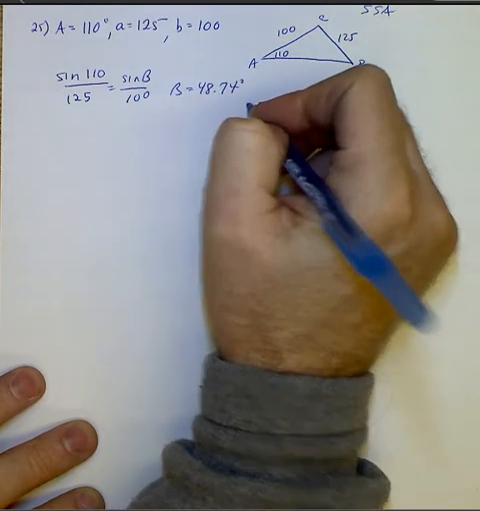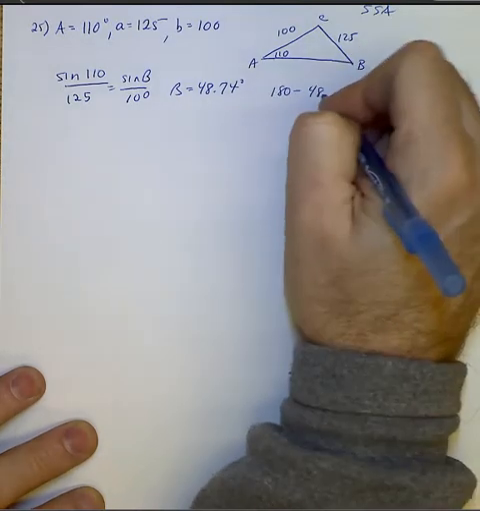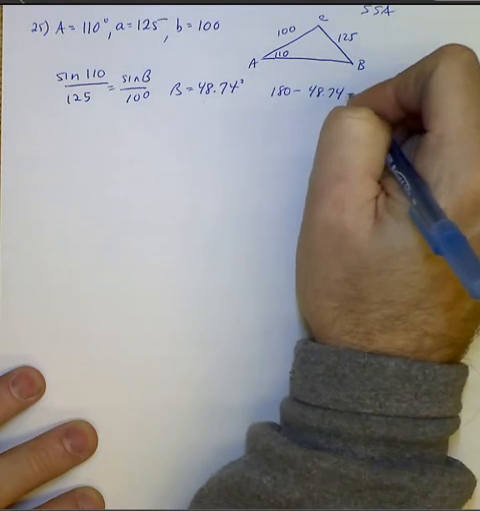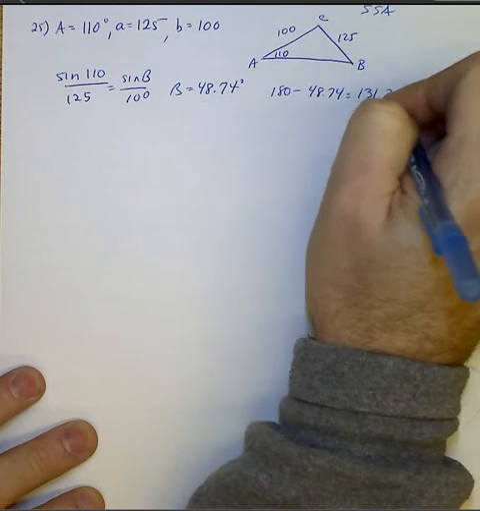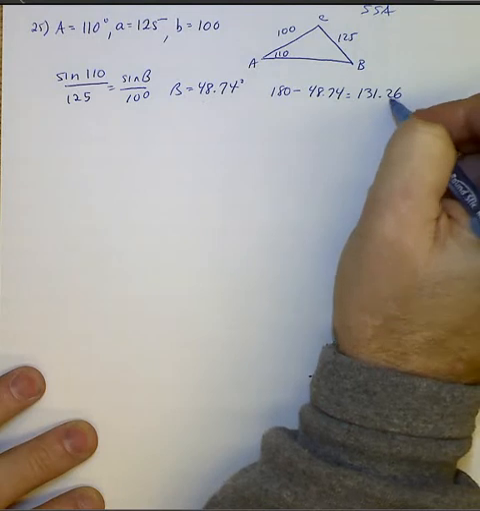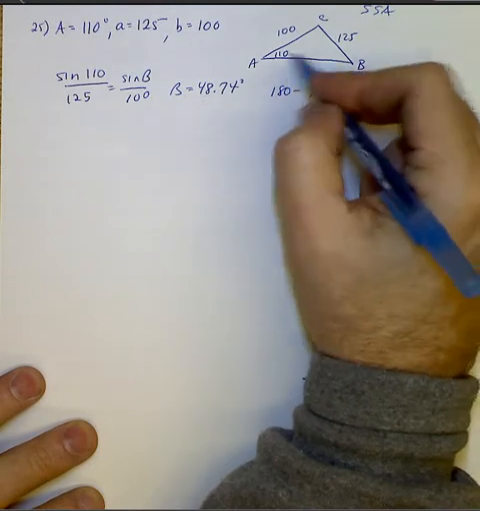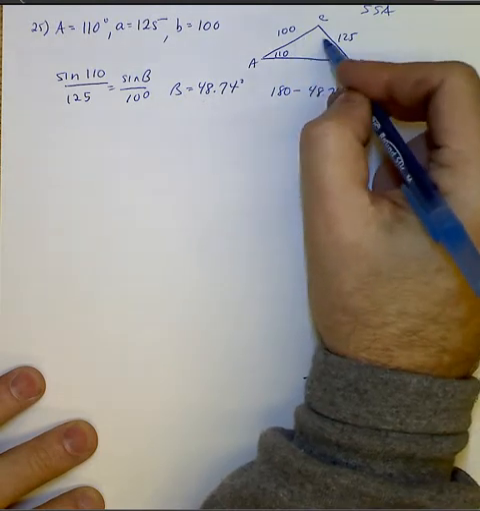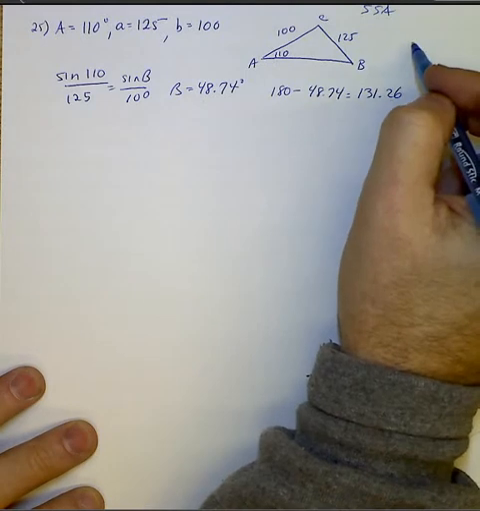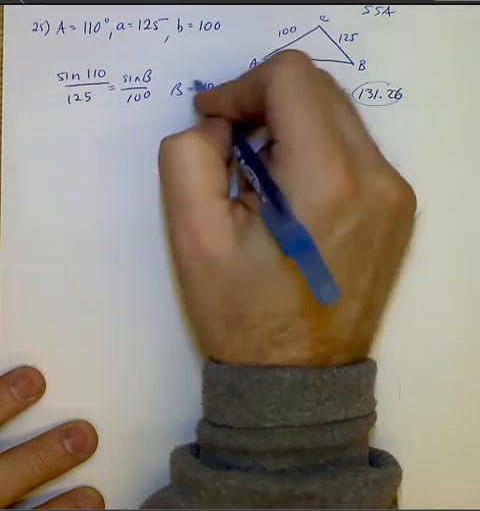Remember what we do is we take 180 and we subtract this answer from it. And when we subtract 48.74 from 180, we get 131.26. And so if we take 131.26 and add it back to 110, we're going to be greater than 180, meaning we're going to exceed the allowable degree total for a given triangle, because 131.26 plus 110 is going to be 241.26. So we do not have two triangles for this very reason. So we're literally solving for one triangle.